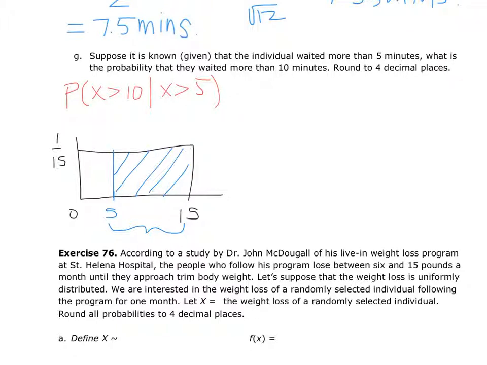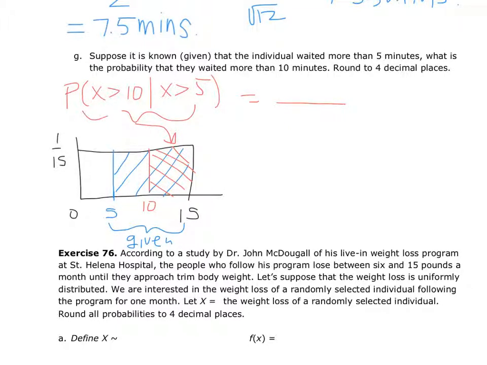So we can think of it as shrinking from 0 to 15, and now it's 5 to 15. Now what we want is the probability that x is greater than 10. Here's 10, so here is the area, this is the probability that we want. We can see that to get that probability, instead of multiplying by that 1 over 15, which is the difference between 0 and 15, we want to divide by the difference between 15 and 5, because that's what's given.